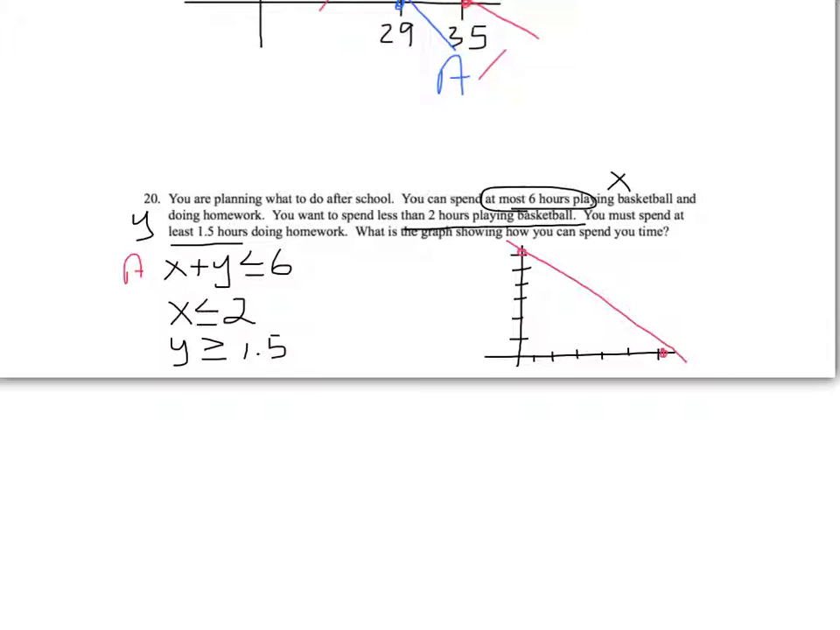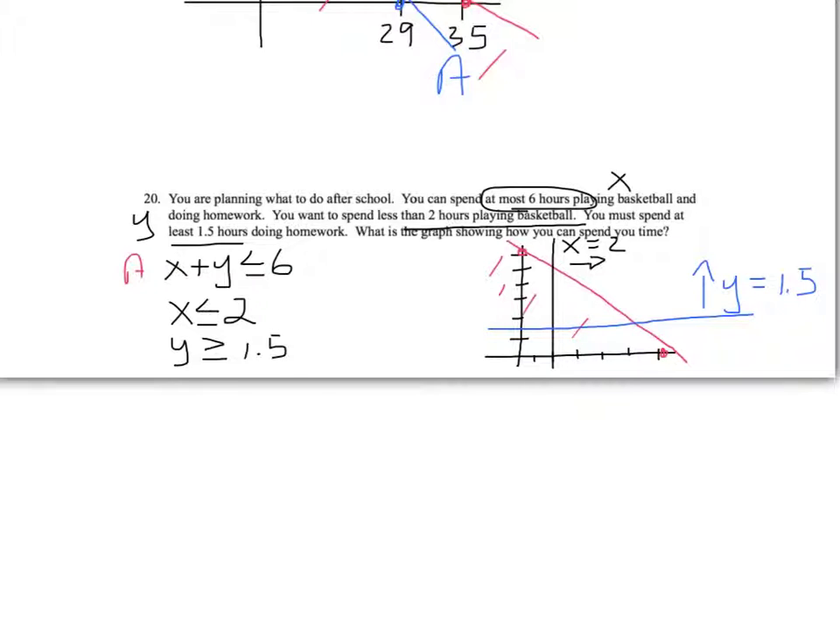And x is greater than 2, so there's x equals 2. And I forgot to shade the first one. The red is going to be shaded below. If you put 0, 0 in, you'll see that. X is greater than 2 is to the right of that line. And y is greater than 1.5. There's y equals 1.5. And it's got to be greater, so it's got to be above that.